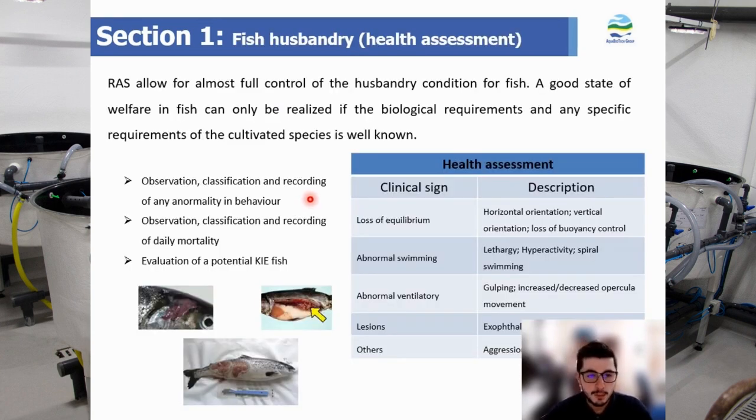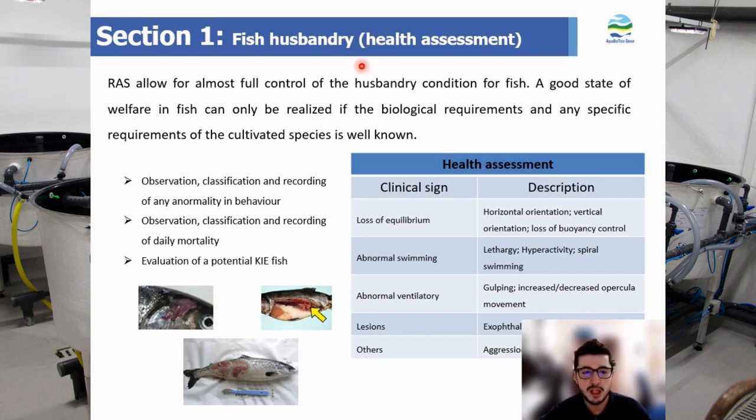The last two subjects of section 1 are related to fish husbandry and cleaning procedure. Talking about fish husbandry, RAS allow for almost full control of the husbandry conditions. A good state of welfare in fish can only be realized if biological requirements and specific requirements of the cultivated species are well known. The evaluation of fish welfare is not easy to assess and it requires specific training provided by experienced personnel or a veterinarian.